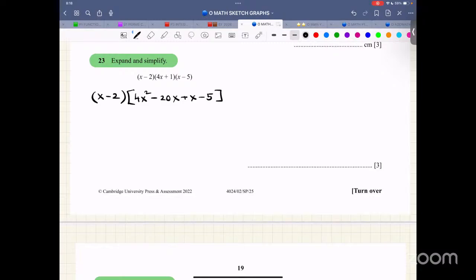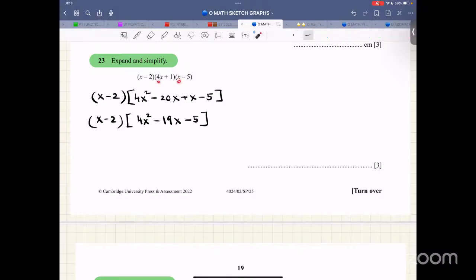Now it says expand and simplify. That means don't leave it as it is. Expand it fully. So this is x minus 2. This is 4x squared minus 19x minus 5. Now the numbers sometimes look weird, so no harm in double checking.